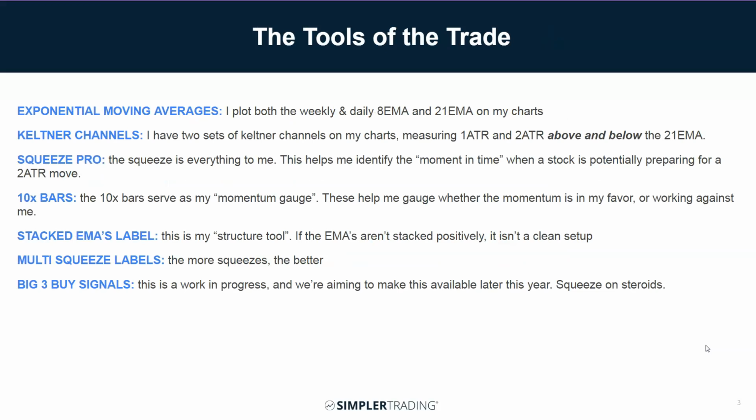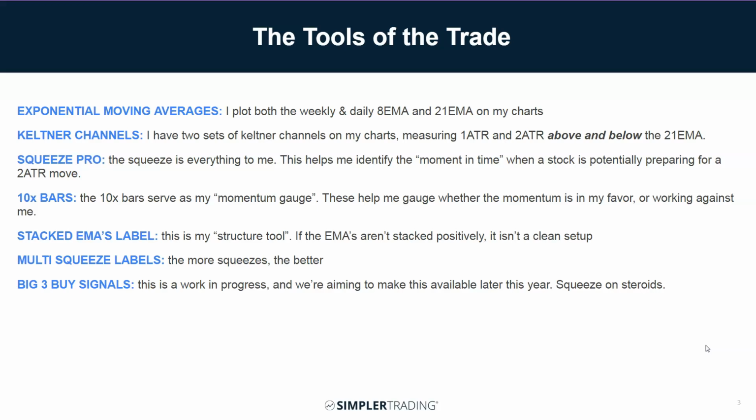Right. Now the good news is a few of these here, they're free on any platform, or most platforms, right? Thinkorswim, Tastyworks, all the other ones out there. So a few of them are free, a few of them are the premium indicators. But in terms of the free stuff, I like my exponential moving averages. So I like to plot both the weekly and the daily 8 EMA and 21 EMA on my charts. So I'll show you how to do that, and I'll show you the importance of that.